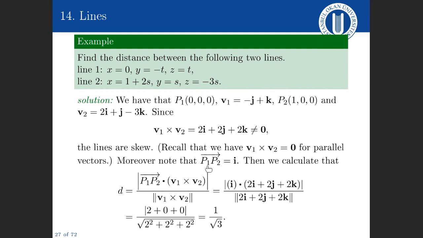We need the vector from P1 to P2, which in this case is just i. And then we use our formula for the distance between two skew lines. And I'm going to skip this calculation because I'm leaving this for you to check at a later time.